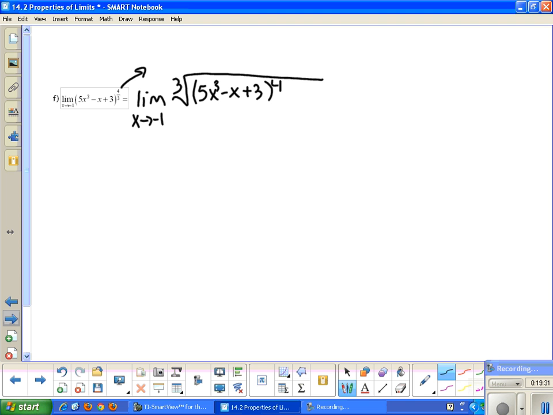Now, for this, if I plug -1 into the function, it doesn't make a negative underneath the radical here, so it's okay for us to just go ahead and plug it into the function. So this would be equal to the cube root of 5 times negative 1 cubed minus negative 1 plus 3, and this is all to the fourth power, which would be equal to a value of 1, is what I got.